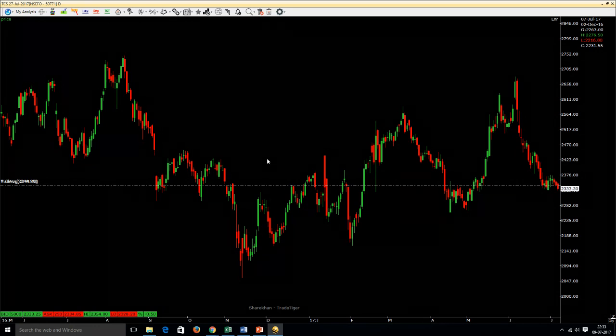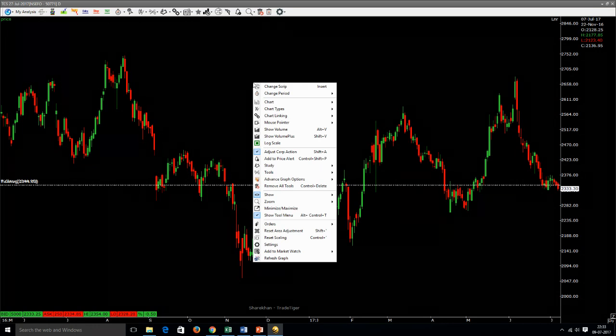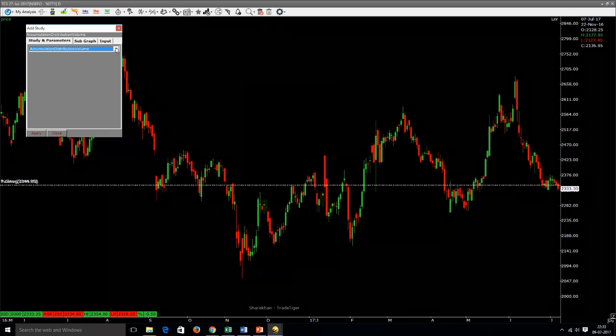Here I am giving all these examples for illustration purposes only, so that you can see the power of these indicators and oscillators if you follow them with proper discipline. So let's see. You just right click on the TCS chart, go to the study, click on add study, go to the drop down menu.